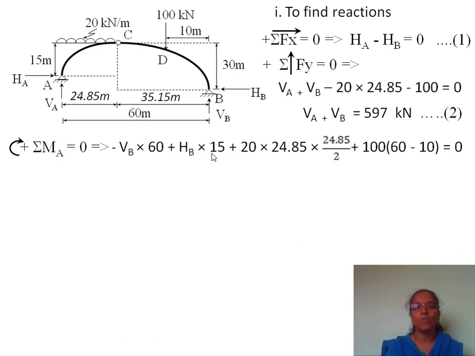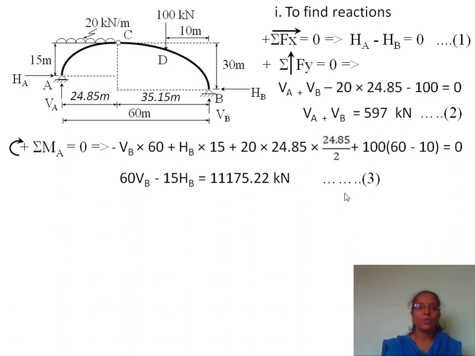Therefore HB into 15. Next, this 20 kilonewton per meter is also inducing clockwise moment about A, therefore 20 into 24.85 into 24.85 by 2. Then plus again the moment of this force in the clockwise direction, therefore 100 into the total span of 60 meter, from which point D is at a distance of 10 meter from end B, therefore 60 minus 10. If you simplify this, you will get 60 VB minus 15 HB equal to 11,175.22 kilonewton. Take this as equation 3.